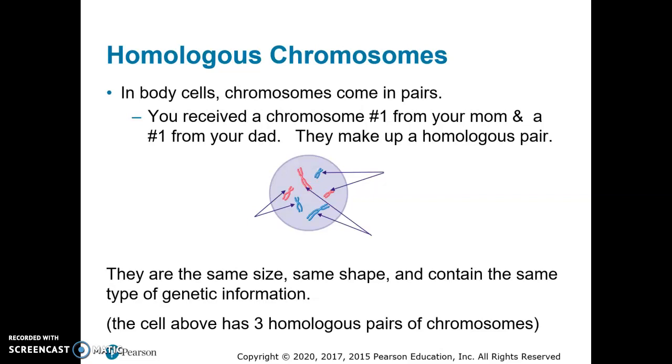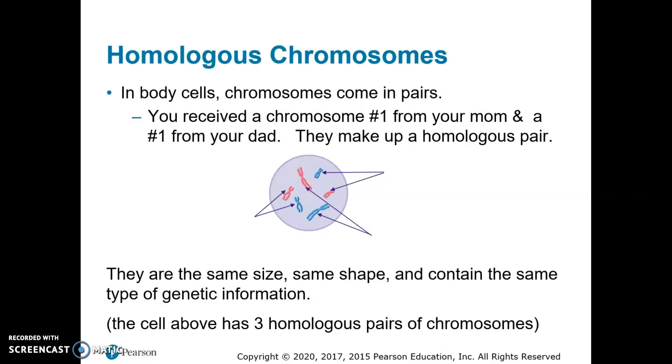And you can tell the members that make up a homologous pair because they're the same size, they're the same shape, and they contain the same type of genetic information. In other words, if on chromosome number 1 is the information for hair color, it's on everybody's number 1. So hair color would be on your mom's number 1, it would be on your dad's number 1.